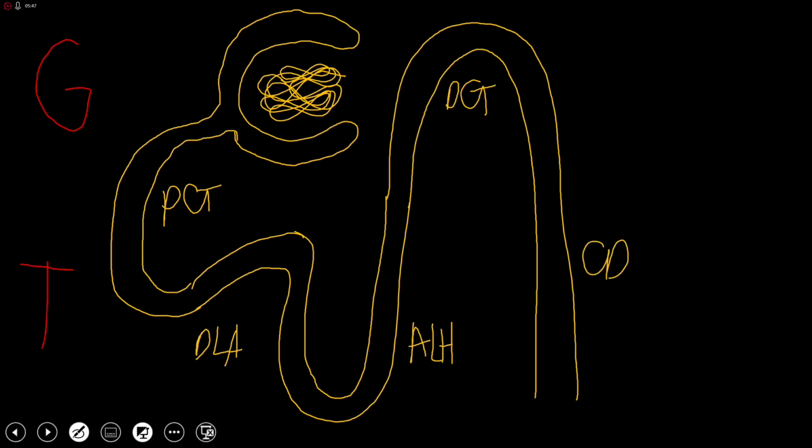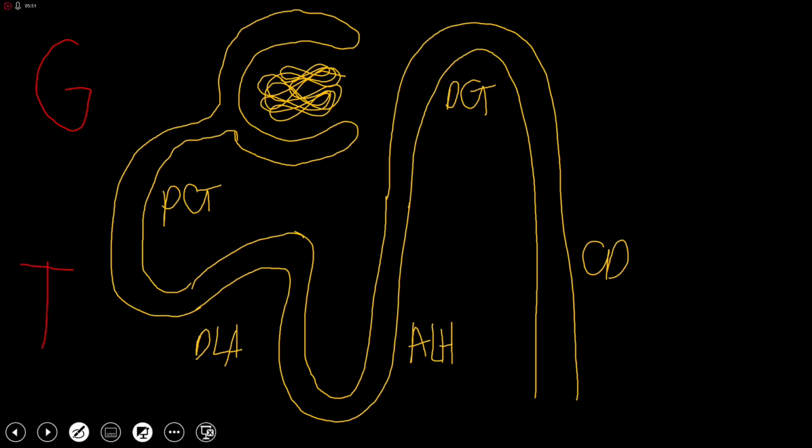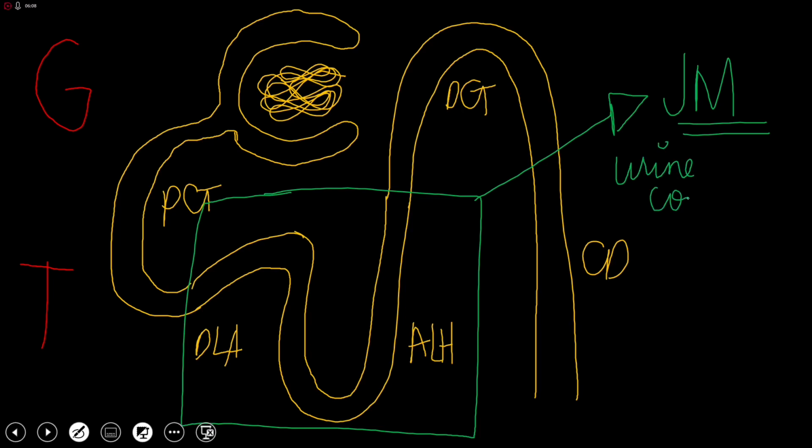Okay, so our question is about the countercurrent mechanism, and the countercurrent mechanism will happen here in our loops of Henle. Most especially if this nephron is a juxtamedullary nephron. As we have said a while ago, the function of juxtamedullary nephrons is for urine concentration. And for urine concentration, we use the countercurrent mechanism.